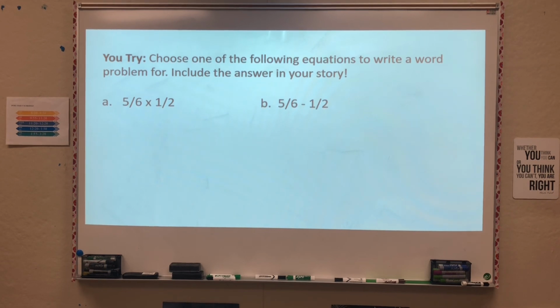With food, yeah, I see fractions a lot in the kitchen when I'm cooking. You've got measuring cups that are fractions. So use one of those two things to inspire you.